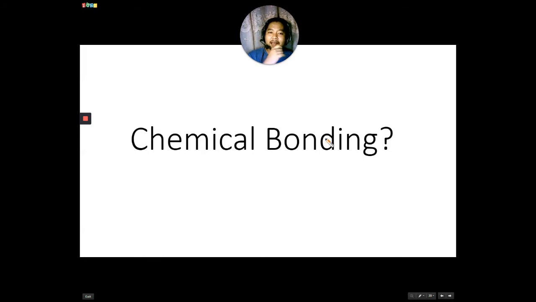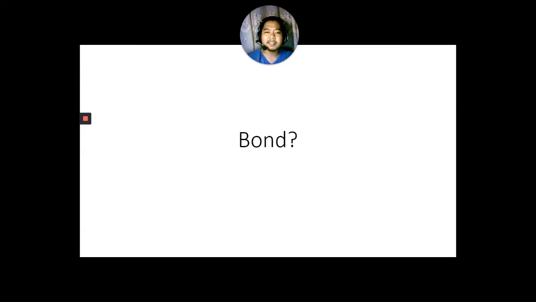Now, how about chemical bonding? Now, what is the relationship of ionization, or making an ion out of an atom, to a chemical bonding? So, this is the gist of our topic right now, because for the past few minutes, we have just been reviewing and using the review as an introduction for this one. So, what is bonding? Now, what is bond?